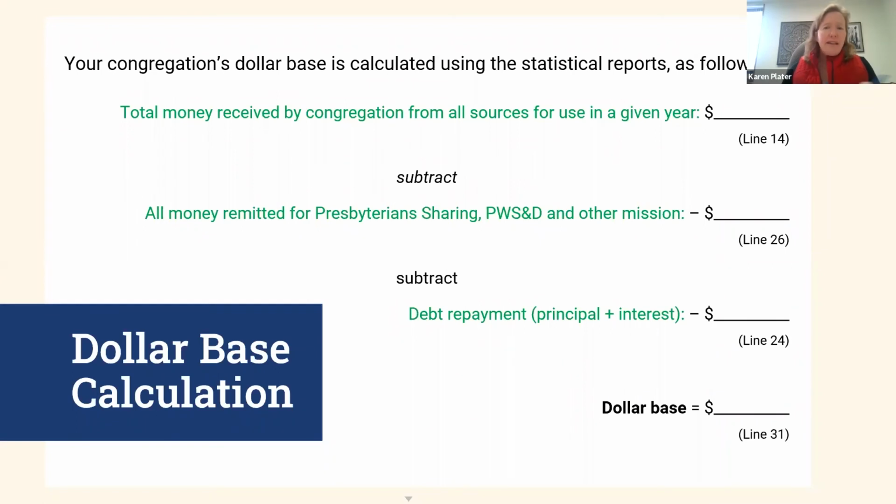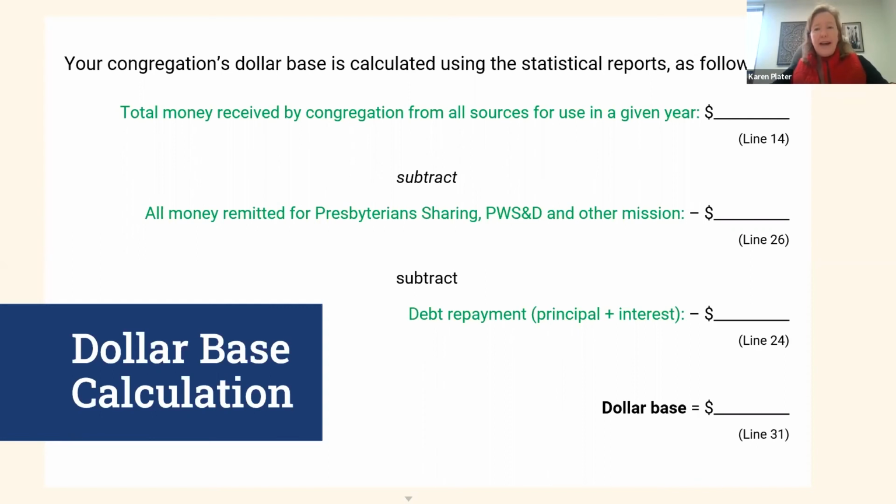And the dollar base is really to have congregations on the same level playing field. It doesn't matter where the money came from. If it came from donations from individuals, if it came from grants, if it came from interest on your savings or funds that you've put away and you've traded to support, it's what has been used in the current year. So that becomes your dollar base. And that's line 31. And that is auto-calculated.